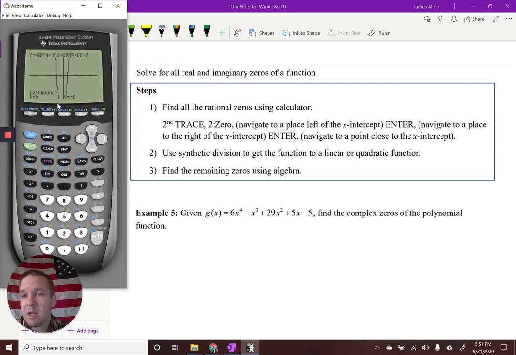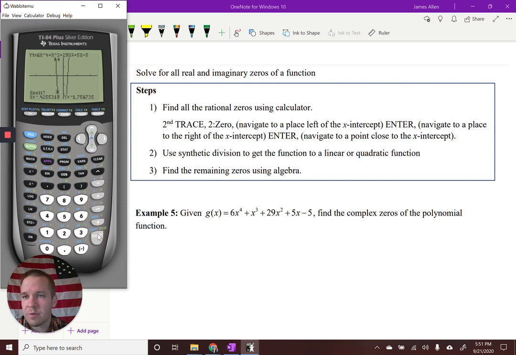And then I got to go to my left bound. So I'm going to look for this one right here first, the negative one. So I'm going to arrow to the left, and we're going to see a little guy. There it is. So I got to go to the left of that point, that 0. I'm above it and to the left. That might be backwards the way I'm looking at it. I'm going to hit enter, and then I'm going to go to the right.